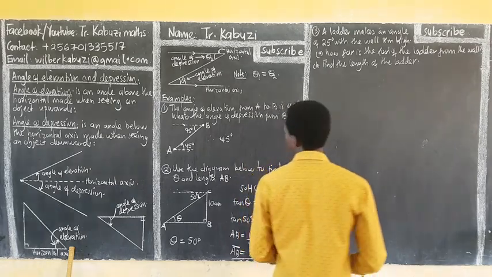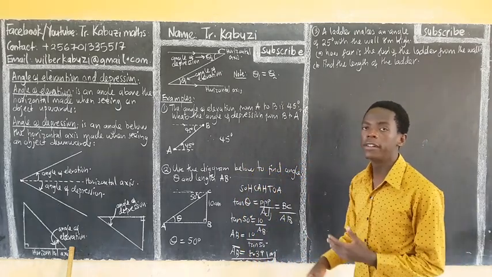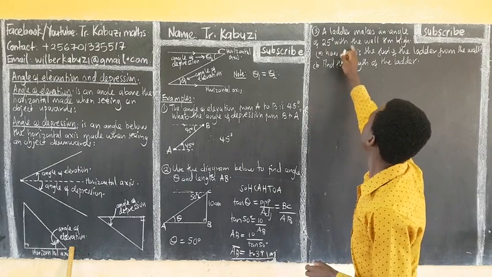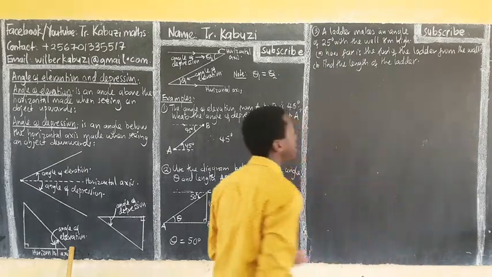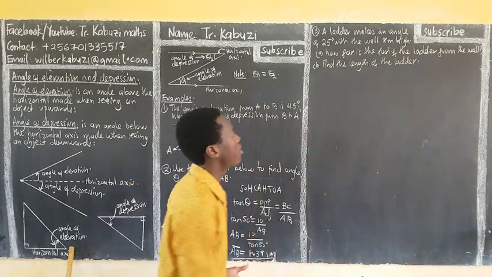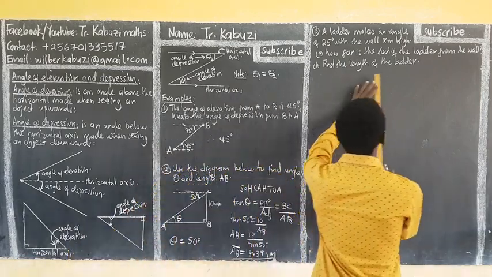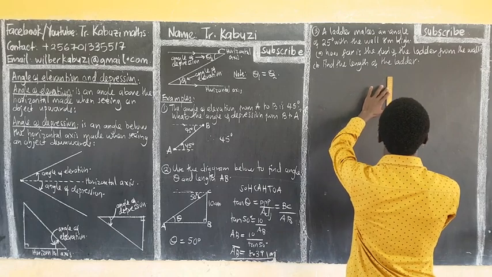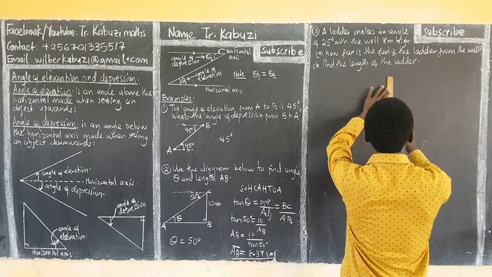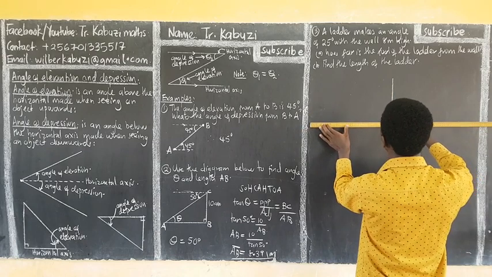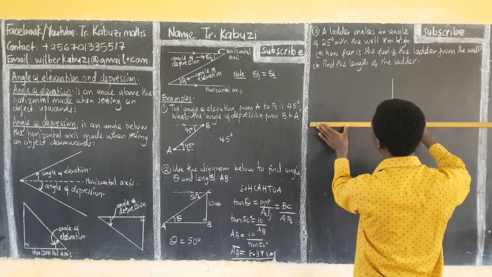When you come down here, we are going to learn the concept of sketching. A ladder makes an angle of 25 degrees with the wall. So it means that we have a certain wall. Let me start by considering that I have my wall somewhere here. Of course, from the wall we have a horizontal, because any building is sitting on a flat.